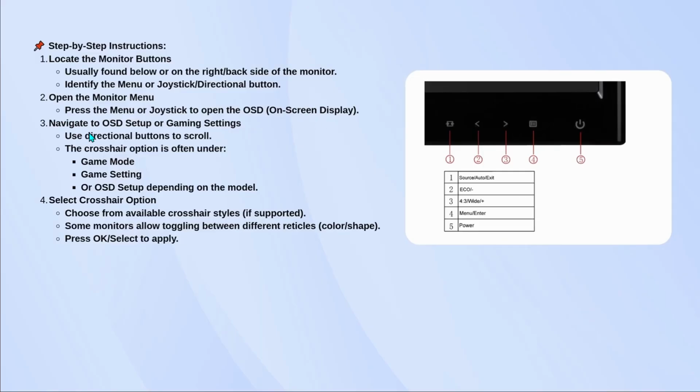From there, use the arrow keys or move the joystick to scroll through the options. Look for sections called Game Mode, Game Setting, or OSD Setup. This is usually where the crosshair options are hidden, and some monitors even let you see a small preview before selecting. If your monitor supports it, you should see a crosshair setting where you can cycle through different styles.